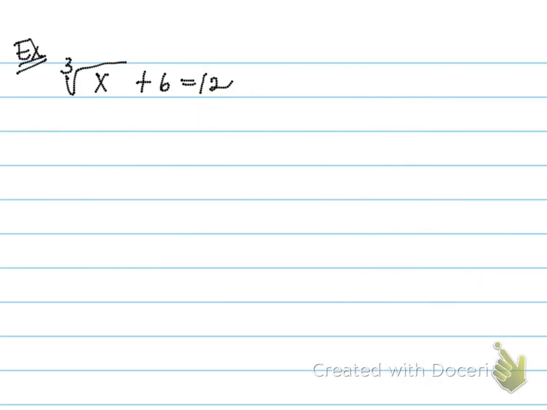Right, here's your third example. This one's not difficult. I just wanted you to have an example where our radical was not a square root. This time we have a cube root. The steps still apply. You need to isolate the cube root, so you're going to subtract 6. And this time you're going to raise each side to the third power. Cube root of x cubed is just x. And then you have 6 cubed, which is 216.